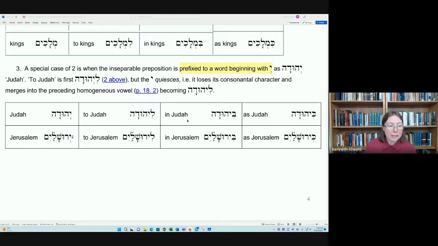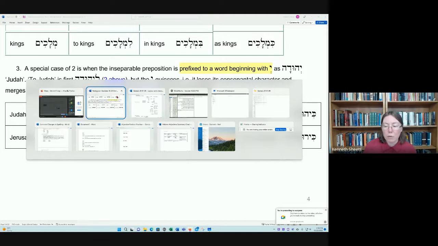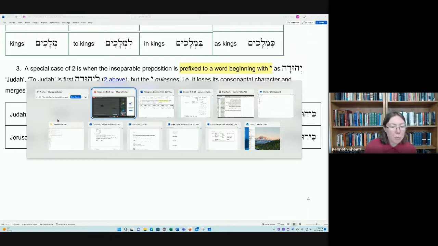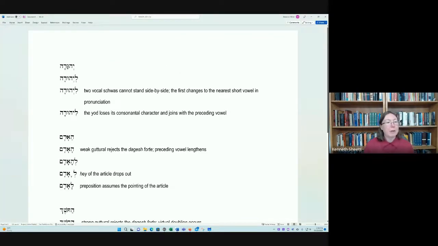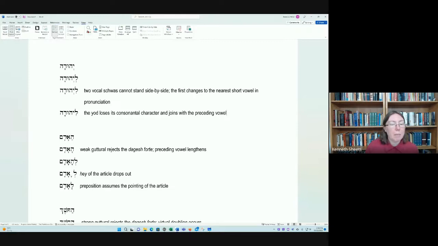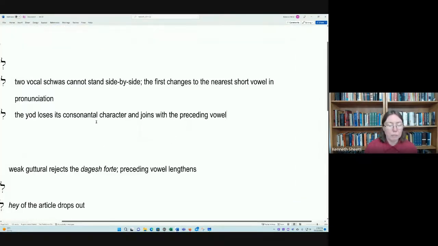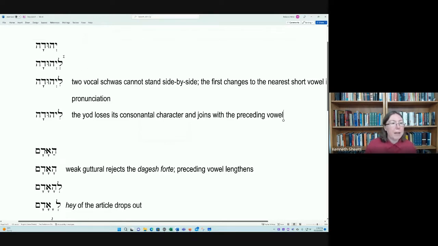So in this instance as well, I can come on over to this particular page where I have actually demonstrated this. So let me make that a little bit bigger. So here we have then Yehuda, that is Judah. But now I'm not wanting to say Judah, I'm wanting to say to Judah. So as a result, I put the lamed preposition on the front of it. And you can see, as a result, I've got two vocal schwas standing side by side.